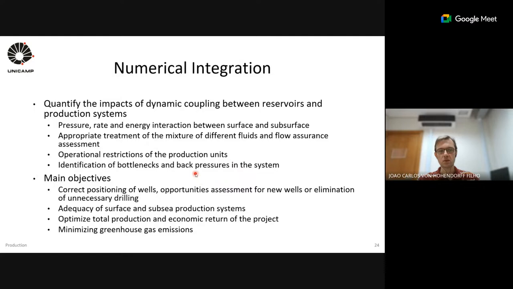And again, the idea is to evaluate questions related to well position, adequacy of the surface and subsea production systems, optimize the total production economic return of the project, but minimizing greenhouse gas emissions. And that's the idea. I need a more complete tool or set of tools to have this kind of evaluation.